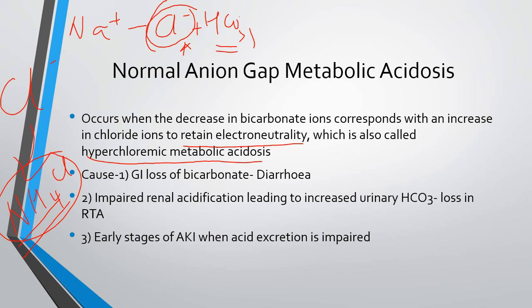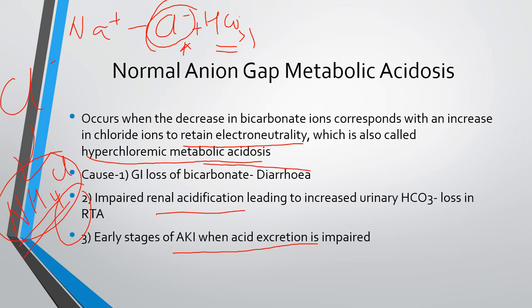But say there's a problem in the kidneys. That is, there's either impaired renal acidification or there are early stages of AKI when acid excretion is impaired. Is it possible for the kidneys, which are not functioning properly, to excrete the chloride as ammonium chloride? No, it's not possible. So the chloride level will increase in the blood, but in the urine, the chloride levels will still be low. Okay, so this is one concept.